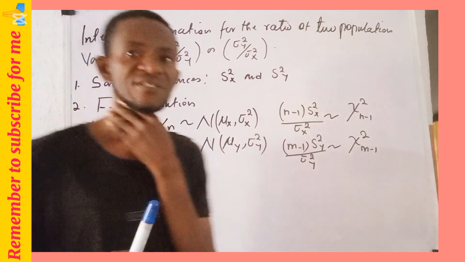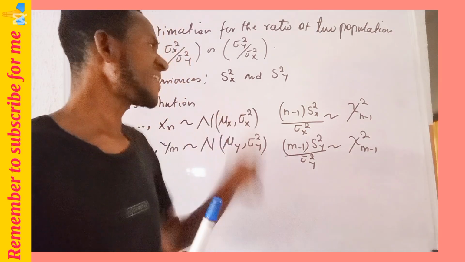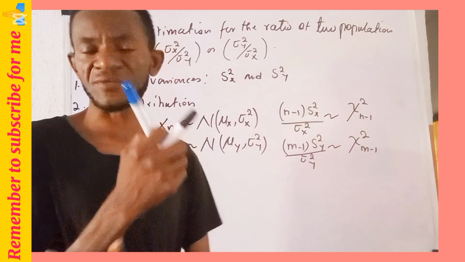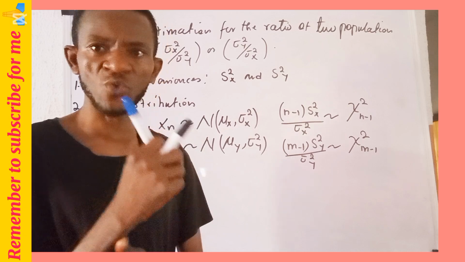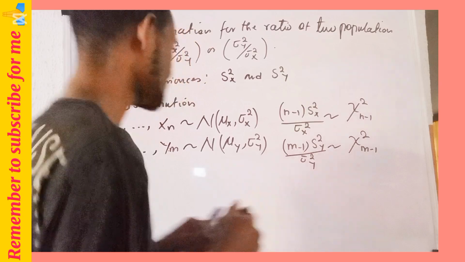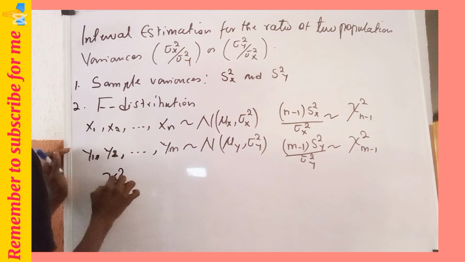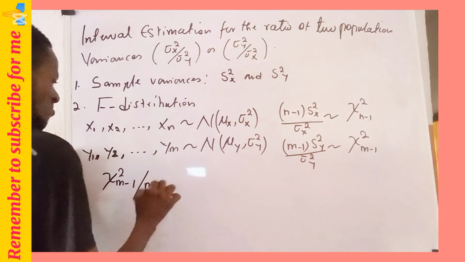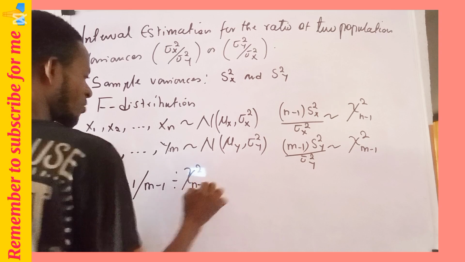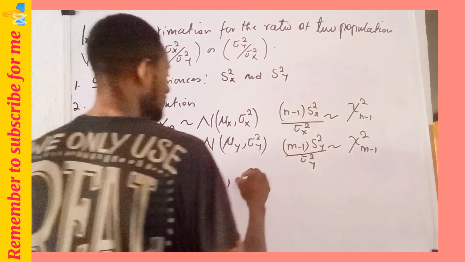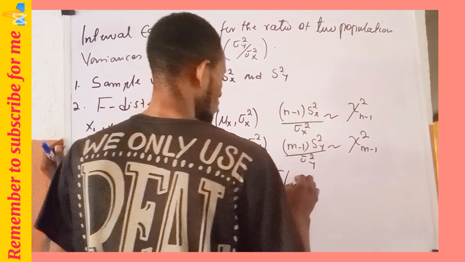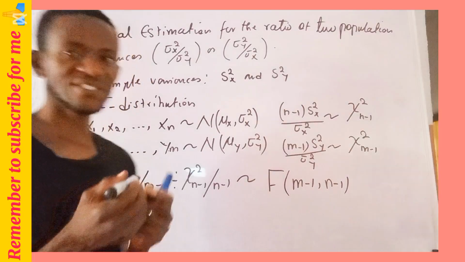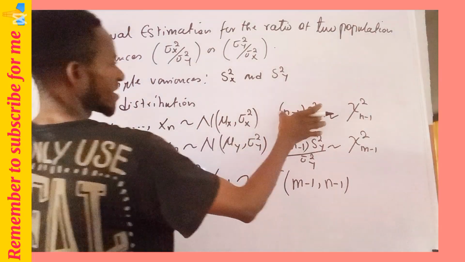Another thing I need to recall for you is that we are told that anytime we have the ratio of two chi-squares with their respective degrees of freedom, it follows F distribution. Let me show you what we mean by that. When I have chi-square of m minus 1 degrees of freedom divided by m minus 1, over chi-square of n minus 1 divided by n minus 1 degrees of freedom, it follows F distribution with m minus 1, n minus 1 degrees of freedom. How are we going to show this? Of course, you know that this chi-square here is what I have here.